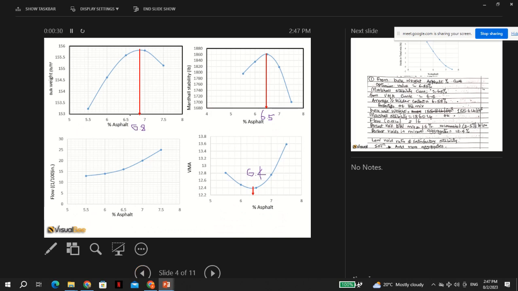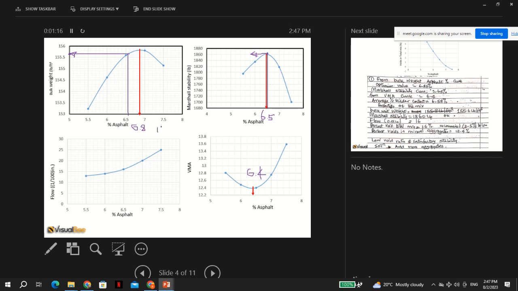This is 6.5, and these are how many? 0.1 I believe. So 6.7, each one of these is 0.1, so this would be 6.6. So 6.58 somewhere there, and then you read the bulk density, okay, and then come here and read 6.58, maybe somewhere there slightly, and then you read the Marshall stability. So those are the properties that you need.